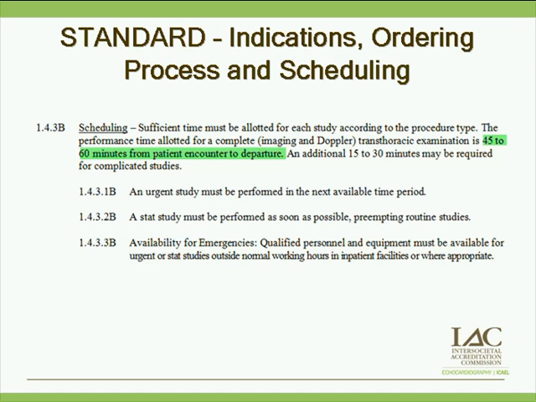An urgent study must be performed at the next available time period. A stat has to be done as soon as possible, preempting routine studies. And for availability for emergencies, there must be qualified personnel and equipment available for urgent or stat studies outside normal working hours in an inpatient facility or where appropriate. So if you're in a hospital or some other inpatient facility, you do have to have qualified personnel and a piece of equipment available for those urgent or stat studies.